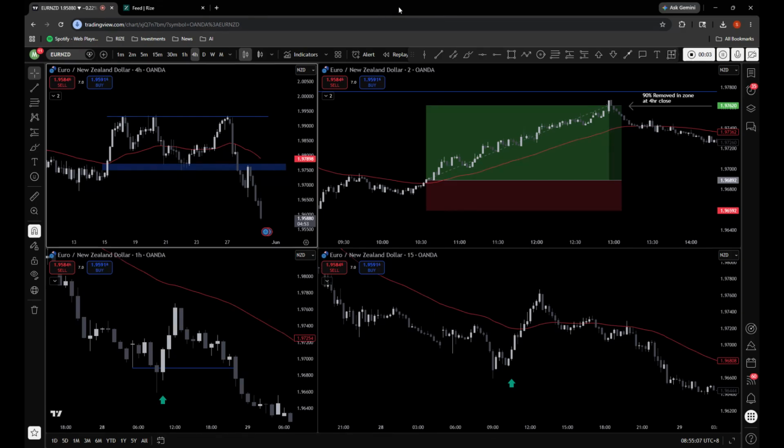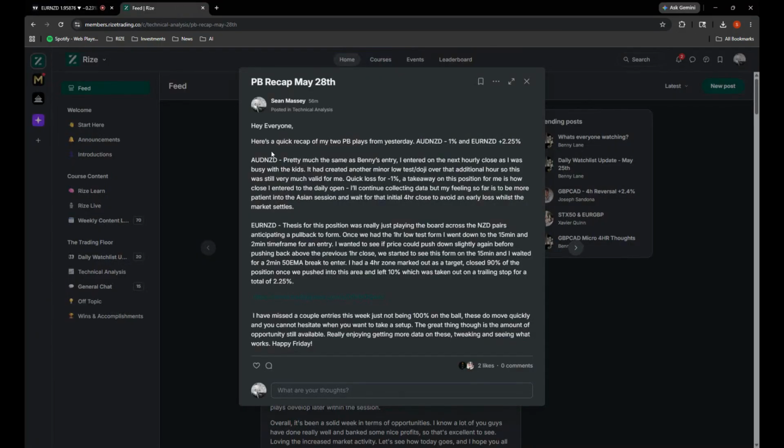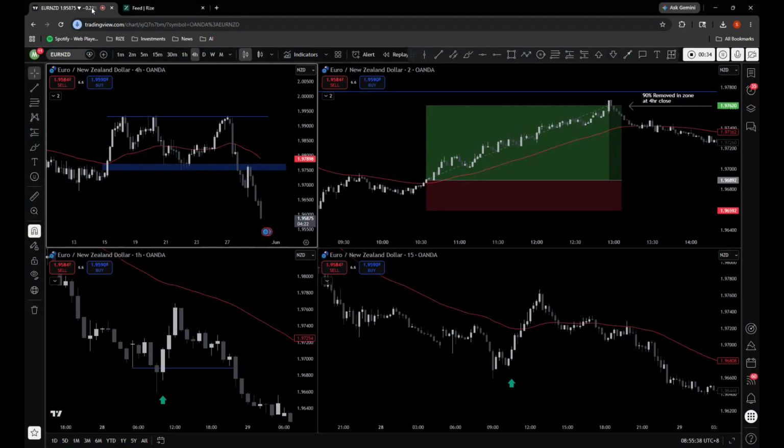We're going to break down another trade. This one is Euro Kiwi dollar from yesterday, May 28th, 2026. So this is a PB play, or a pullback play, which is a bit of a counter trend setup that we look to take. So I took a loss yesterday on Aussie Kiwi dollar. We're looking to capitalize on the Kiwi dollar pairs across the board. So I took another entry on Euro Kiwi, you can see here, and banked 2.25%. So we're going to break that one down for you now.